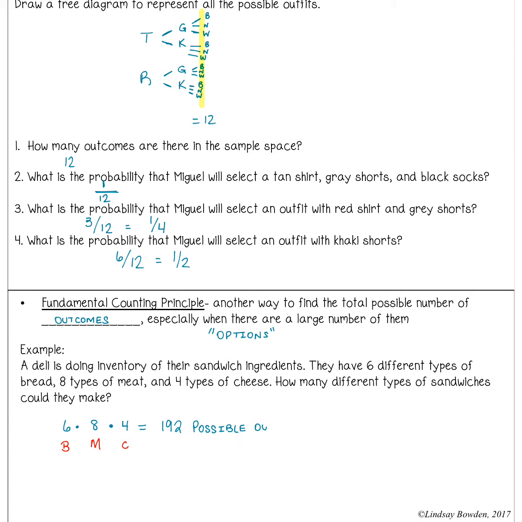Now, if you wanted to make that tree, you'd be writing 4 types of cheese 192 times. And that sounds awful. So let's go back up to Miguel, who I'm telling you, I hope he didn't wear that khaki and tan. That poor fella.